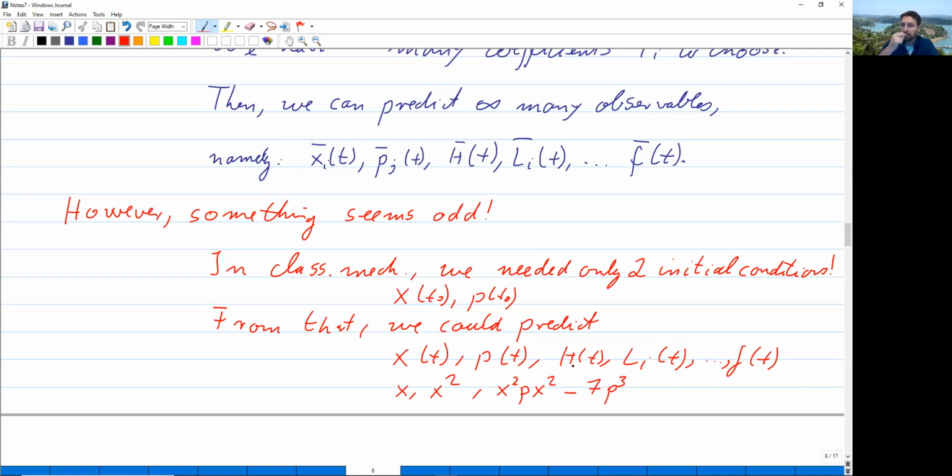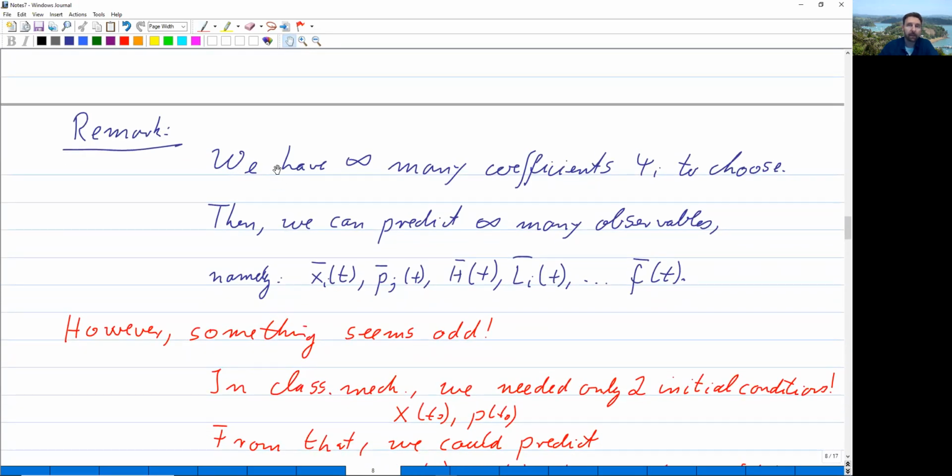So in classical mechanics, it was kind of trivial, right? You had to put two initial conditions, and then you could predict all of those things. Why would it not be the same in quantum mechanics? Why do we have infinitely many predictions? Why do we have infinitely many initial conditions? Do we really have that the situation is fair, as we just discussed? Because remember, it seemed fair. We have infinitely many coefficients in quantum mechanics, infinitely many psi to choose. But we said, fair enough, because we can make infinitely many predictions too. We can predict the x bar, the p bar, and things like any polynomials, right? Any polynomials in x and p.